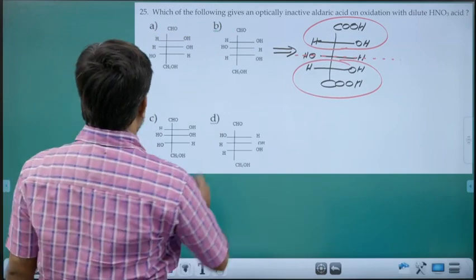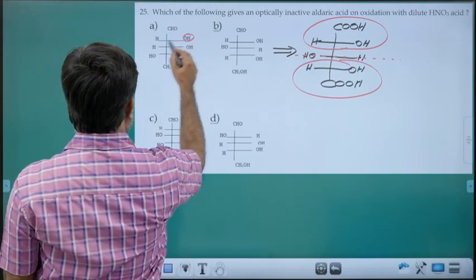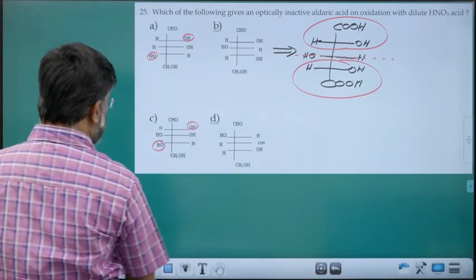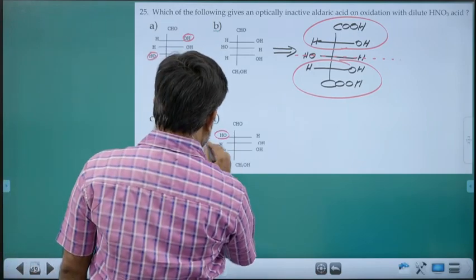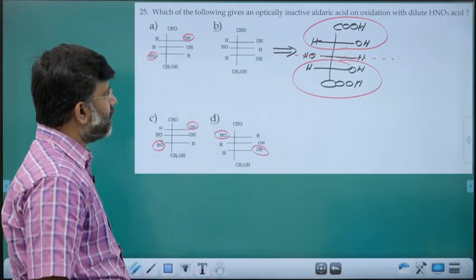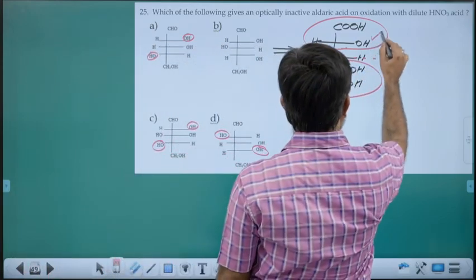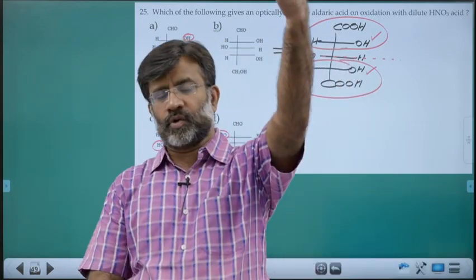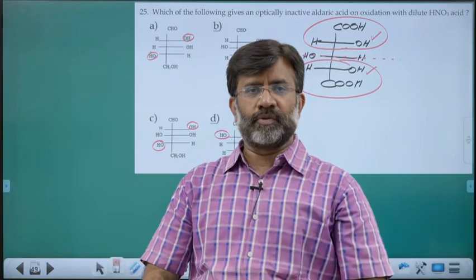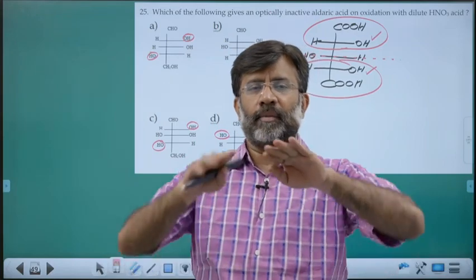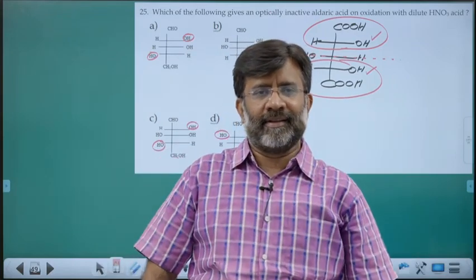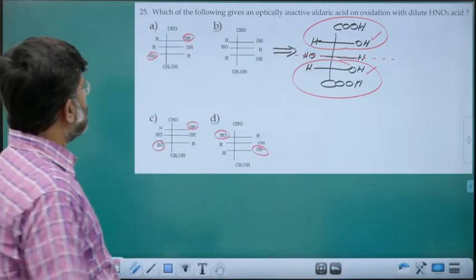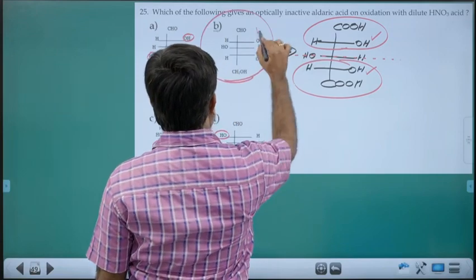That will not happen over here, because it is OH to right and OH to left, OH to left and OH to right, while here both the OH groups are on the right hand side. Therefore, upon oxidation, when the top CHO is converted to COOH and the bottom CH2OH is converted to COOH, the molecule takes on meso character. Okay, next one. The answer is option B. This is the correct answer.